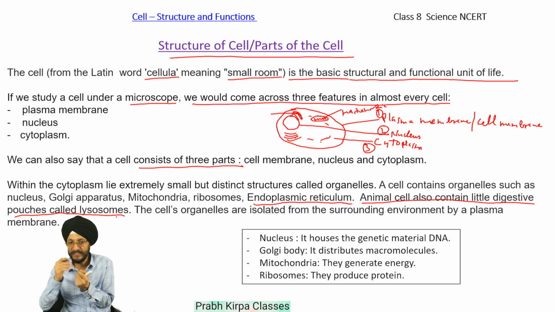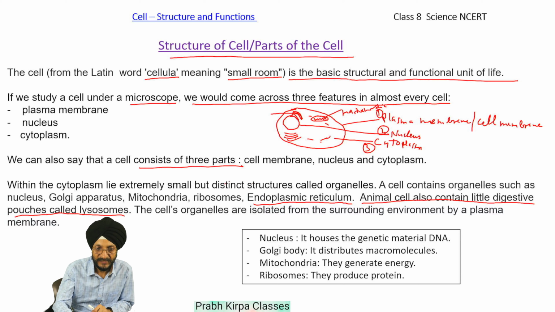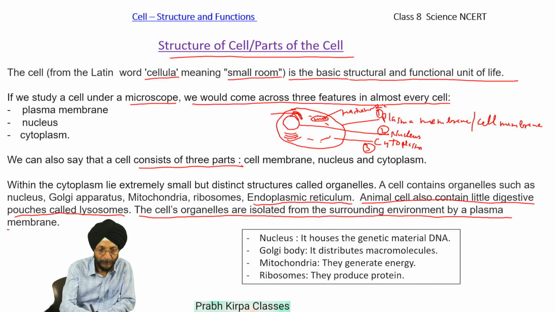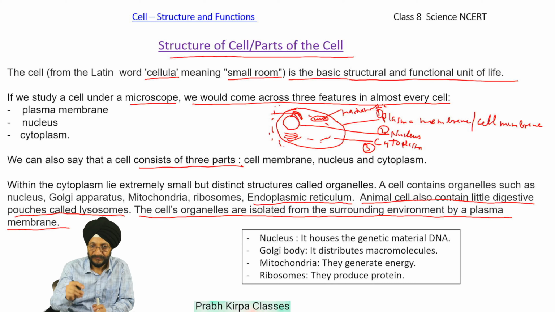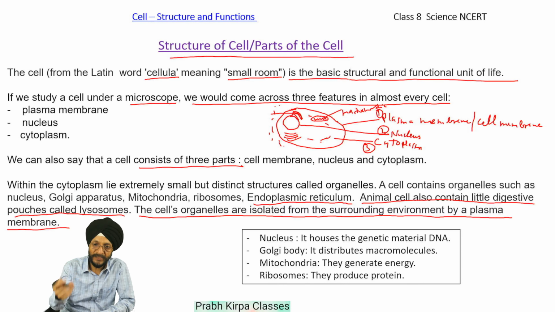As already discussed, plant cells also have a cell wall, which is not present in animal cells. The cell's organelles are isolated from the surrounding environment by a plasma membrane. If this is the outer environment of the cell, this is the plasma membrane, which keeps the internal contents of the cell isolated from the external environment.